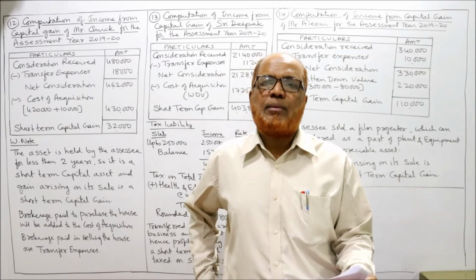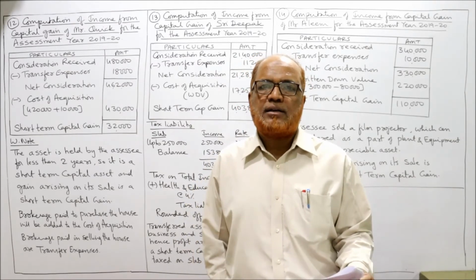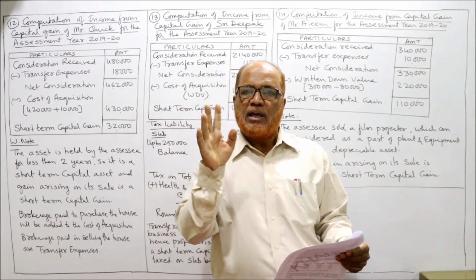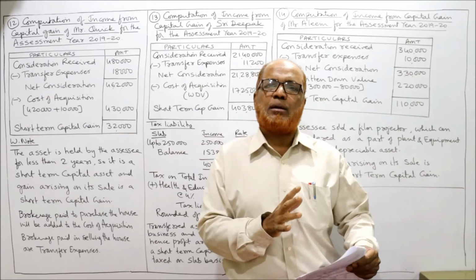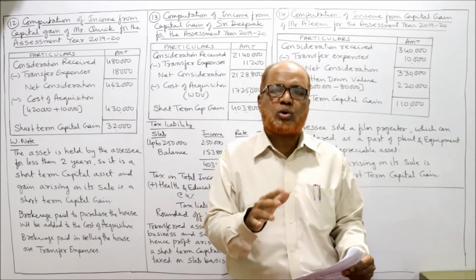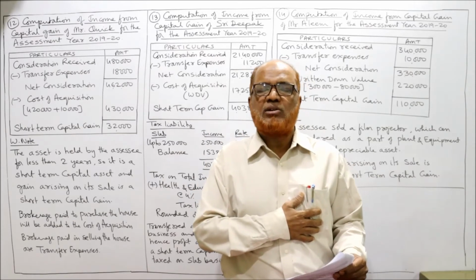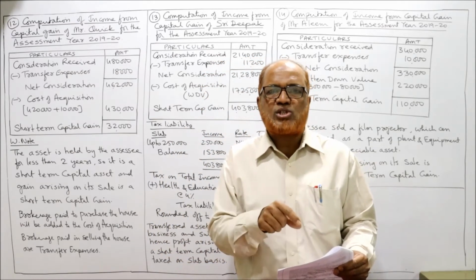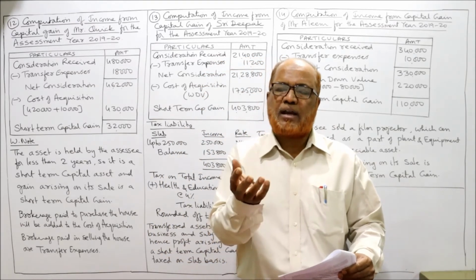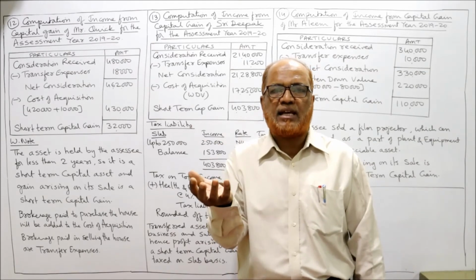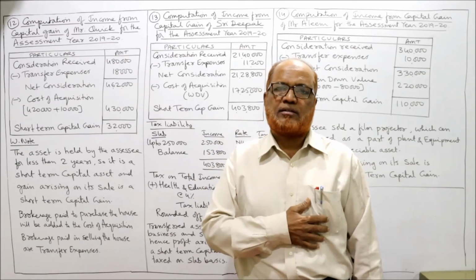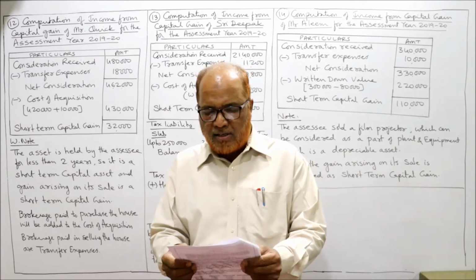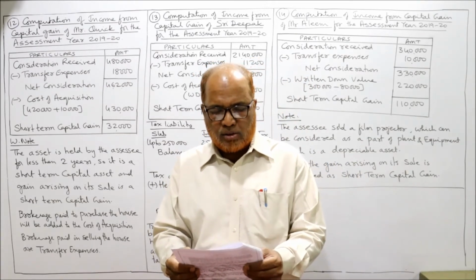That means it will become a short-term capital asset, because for land and building the period of holding is 2 years. If an assessee sells land and building within 2 years, before 2 years, that means it will be considered as a short-term capital asset. So this is the first problem where we are coming across, where the assessee is selling the asset within 2 years. So the gain arising will be short-term capital gain. And he sold the same for rupees 4,80,000.